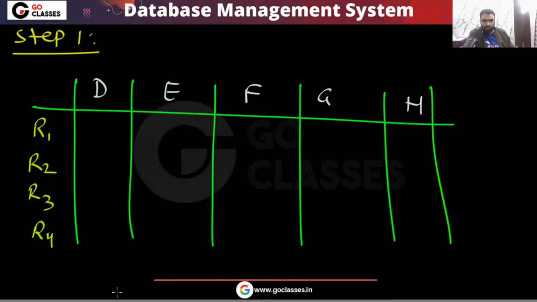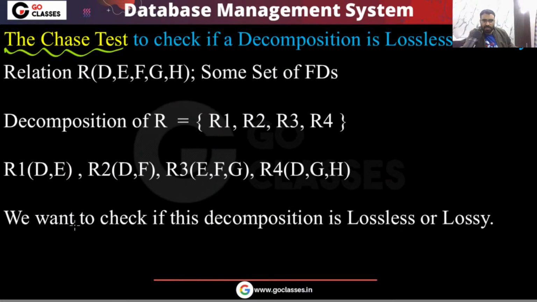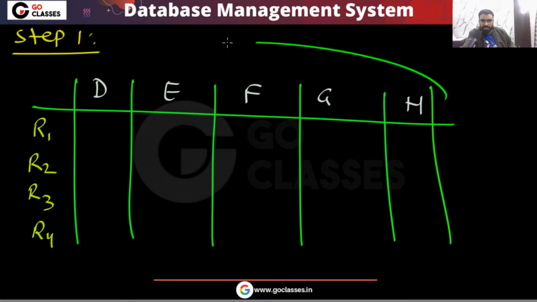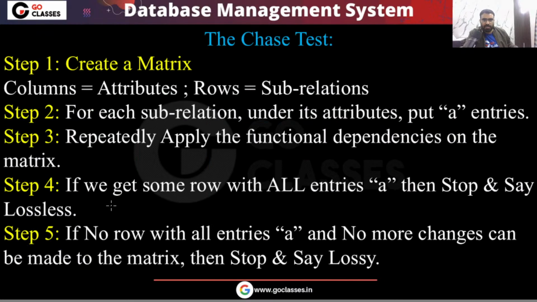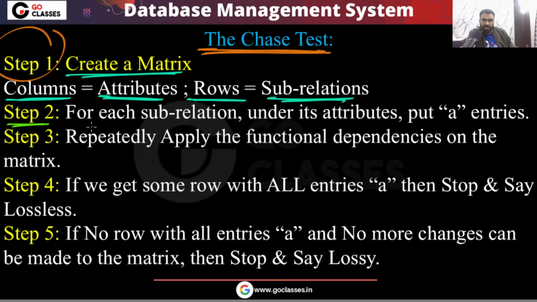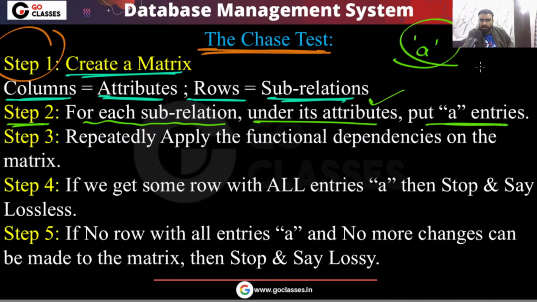Okay, now what's the next thing? The next thing is step number 2. This is step number 1, and now let's see step number 2. You can read here that in step number 2, for each sub-relation, under its attributes, you put A entries. These A entries are very important, and I will tell you how. Basically, in every row, under its attributes, you put A entries.